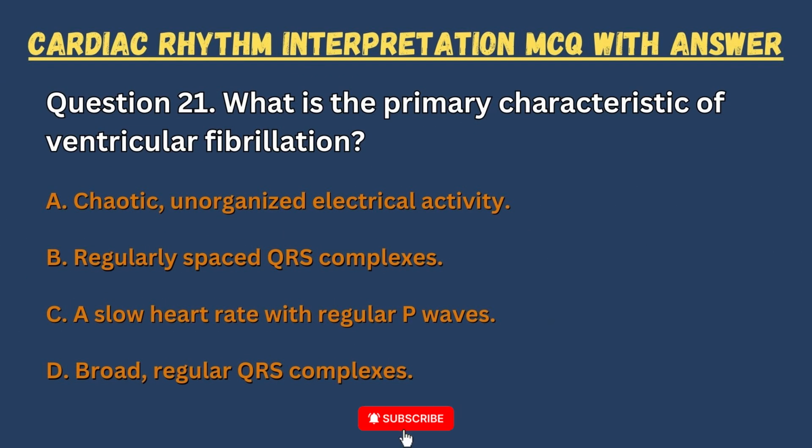Question 21. What is the primary characteristic of ventricular fibrillation? A. Chaotic, unorganized electrical activity. B. Regularly spaced QRS complexes. C. A slow heart rate with regular P waves. D. Broad, regular QRS complexes.